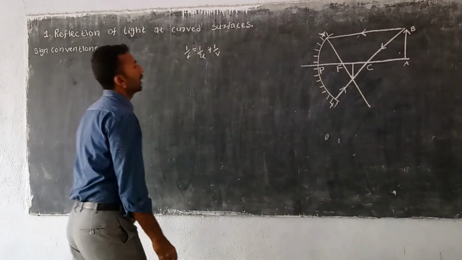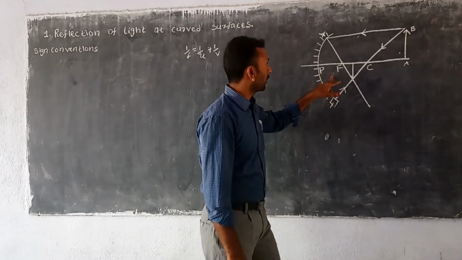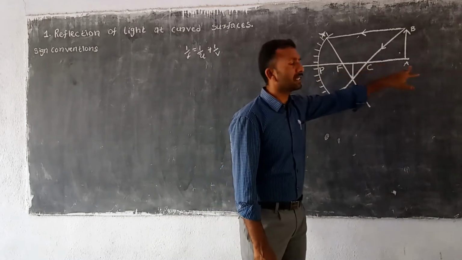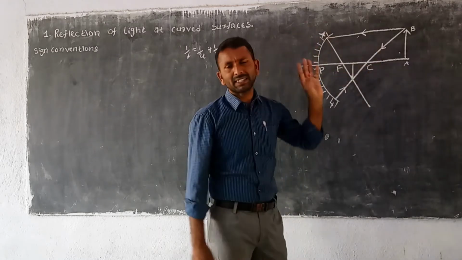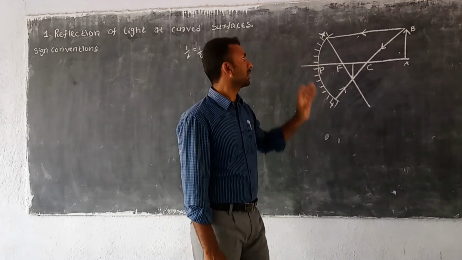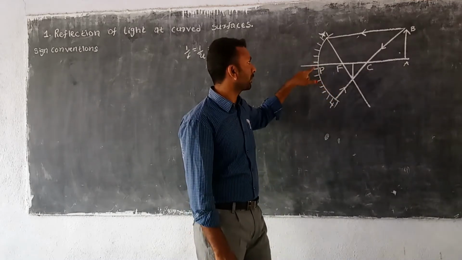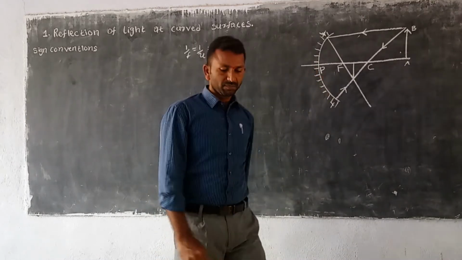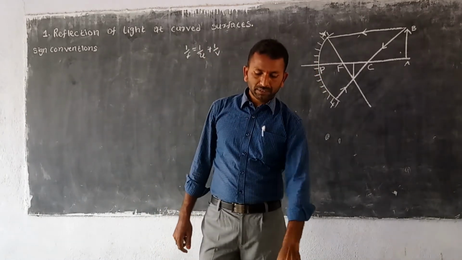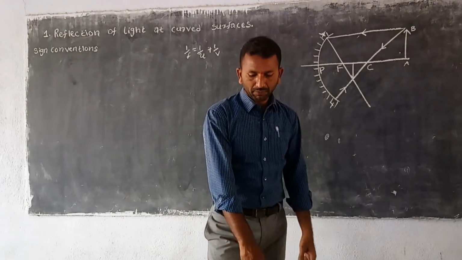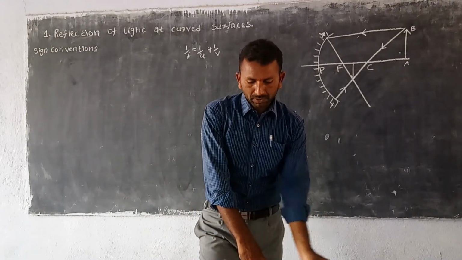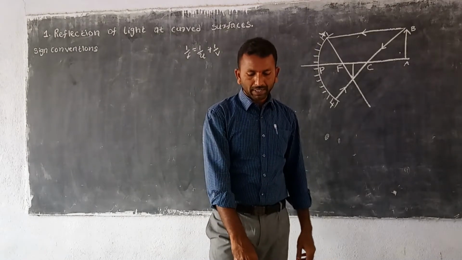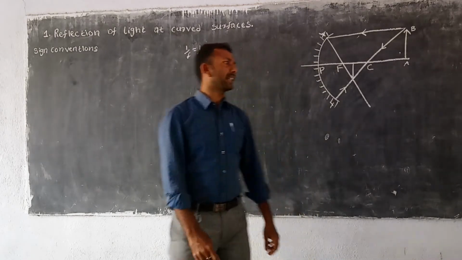Whether you are measuring the focal length or center of curvature or object distance or anything, those values are measured from the pole of the mirror. It must be measured from the pole of the mirror. And second one, the distances measured in the direction of incident light are taken as positive, and those measured in the direction opposite to incident light are taken as negative.